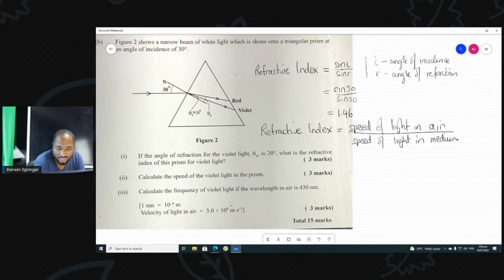You want to get 1.46, right? Which is what we know. So it means that, and we know the speed of light in air, nothing is going to get faster than that. So you want to put the bigger number here and the smaller number there, right?